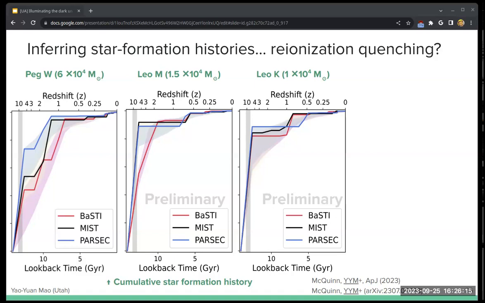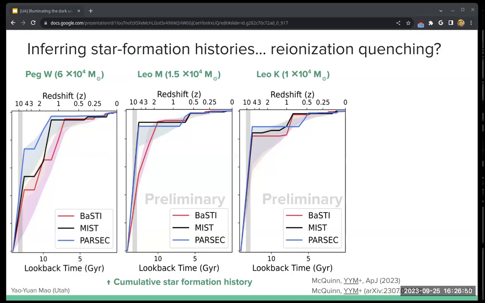So particularly in Pegasus W, you can see this is the cumulative star formation rate history. You can see the star formation didn't really completely shut off during reionization. It's still star forming, and it really shut off around H1. And we believe that is around the time this object is passing through M31 and shut off the star formation. For Leo M and Leo K it's more complicated. It looked like they are being quenched by reionization, but they are also really close to the Milky Way. So it's really very difficult to rule out completely that there's no environmental effect on those things.